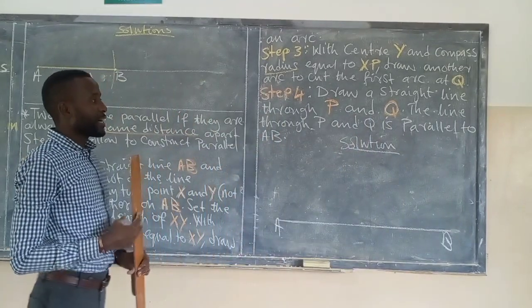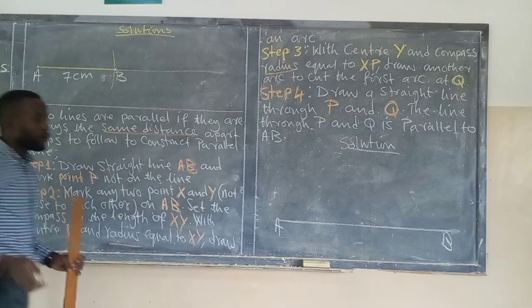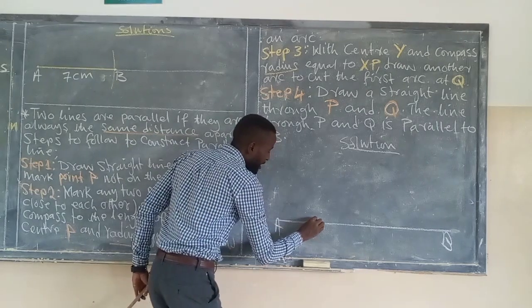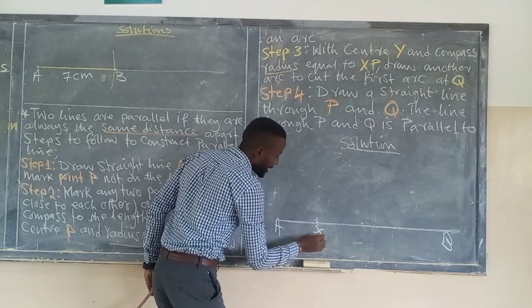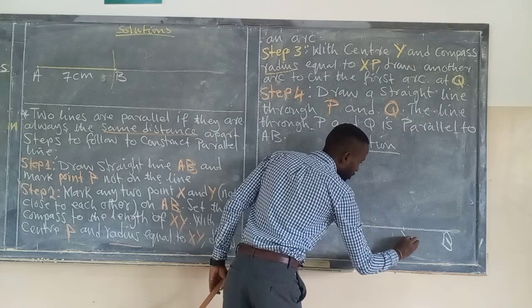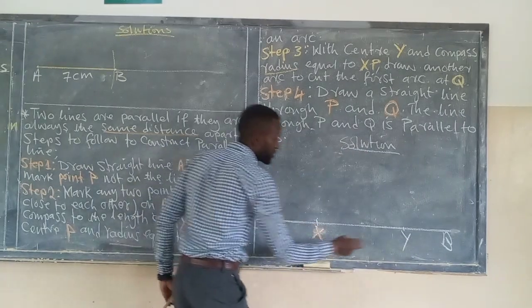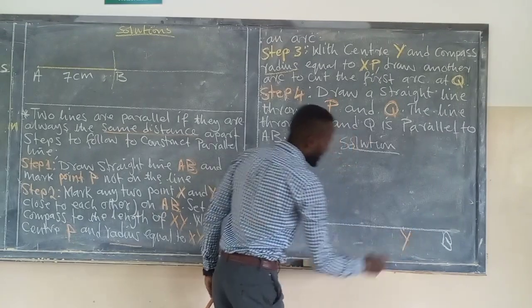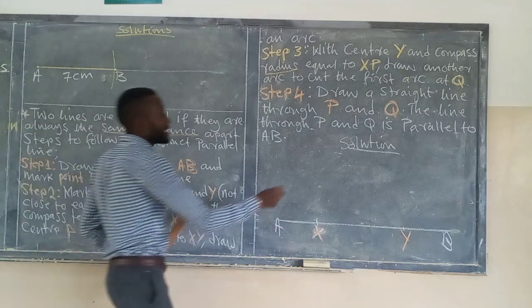Once you have done that, the next step is to mark any 2 points, X and Y, not close to each other on AB. This is my X here, and this point here is my Y. I have marked 2 points, X and Y. What else have I forgotten? The P. So put the P anywhere.